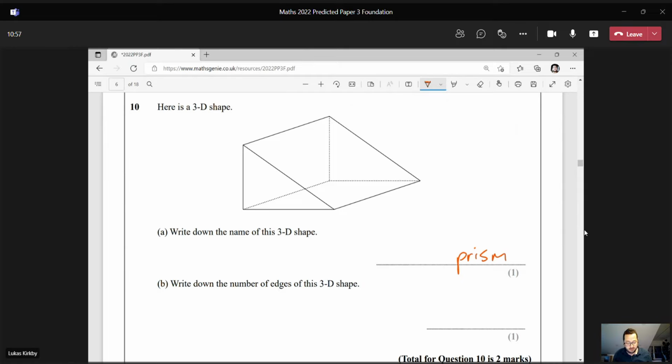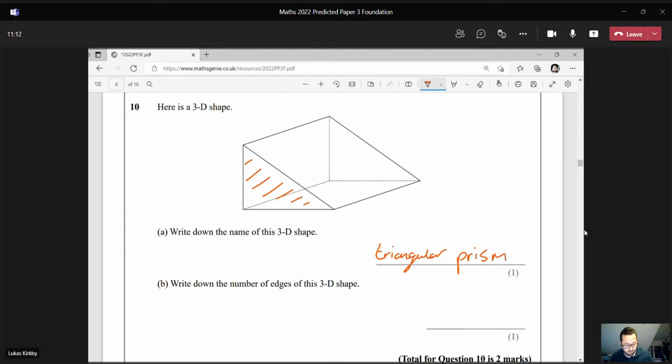And what type of prism is it? Well, this is a triangle. So this is a triangular prism. Don't write Toblerone. Okay. B. Write down the number of edges of this 3D shape.